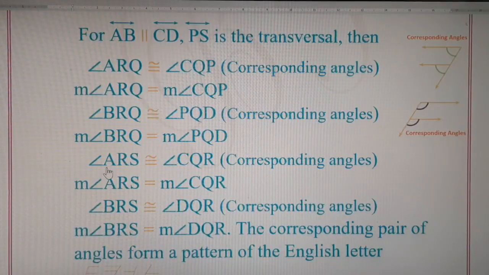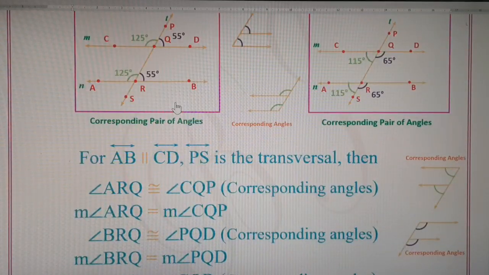Similarly, we can say angle ARS is congruent to angle CQR as they are corresponding angles. Angle ARS is congruent to angle CQR. So we can say the measures are equal. So measure angle ARS is equal to measure angle CQR. So let us see in the diagram. Angle ARS and angle CQR. That means this pattern is formed, angle CQR and angle ARS.